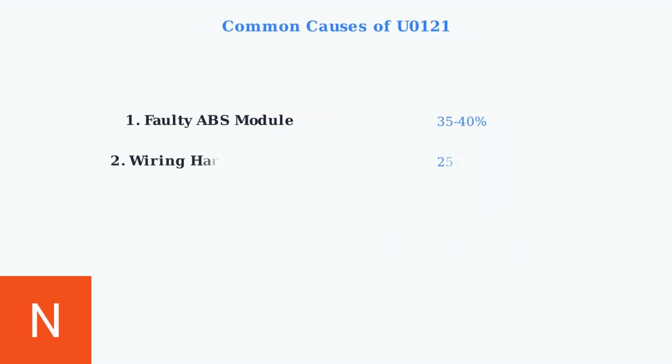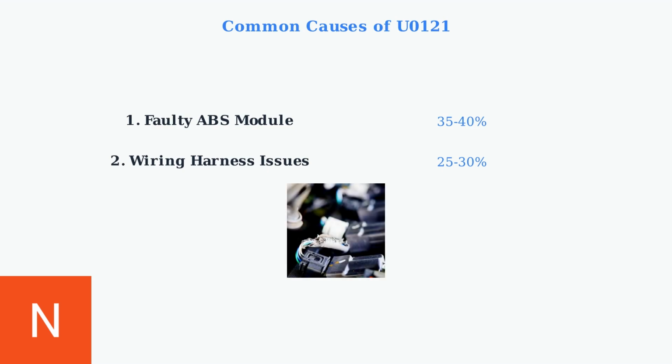When the U0121 code appears, there are 5 primary causes to investigate. The most common is a faulty ABS module itself, accounting for 35 to 40% of all cases. Wiring harness problems are the second most common cause, representing 25 to 30% of cases. These include damaged connectors, frayed wires, and corrosion that interrupts the communication signals.